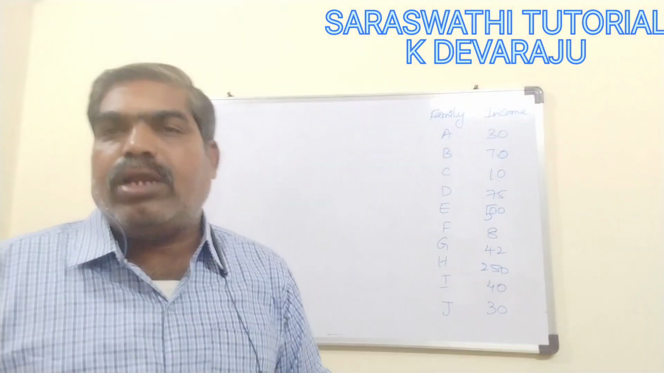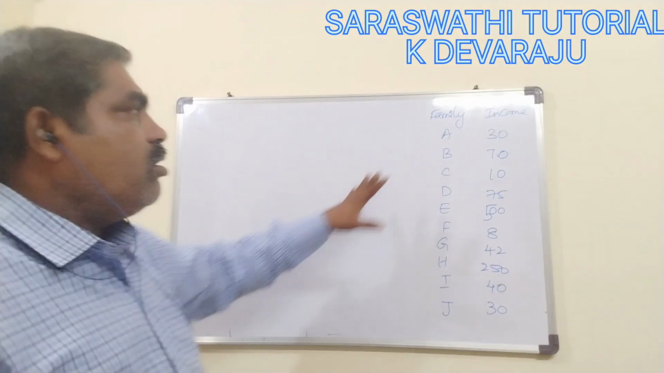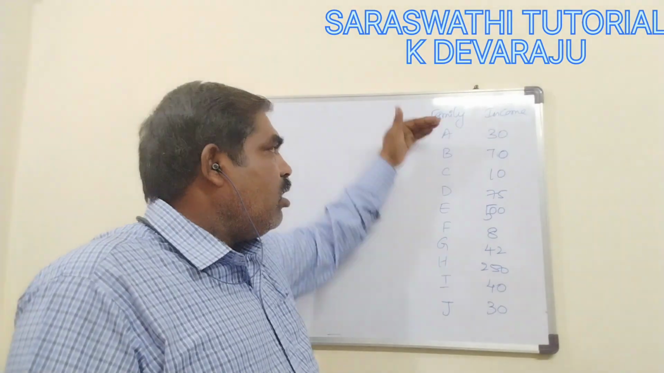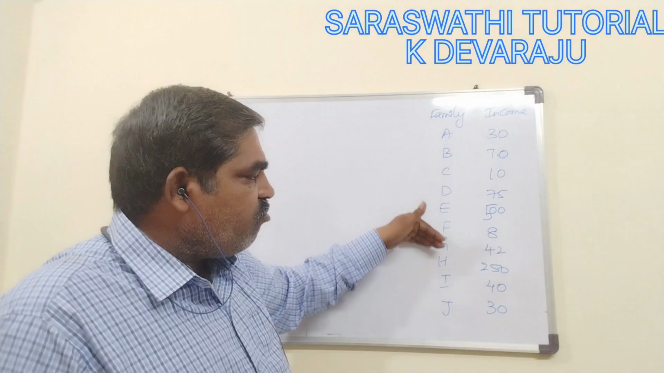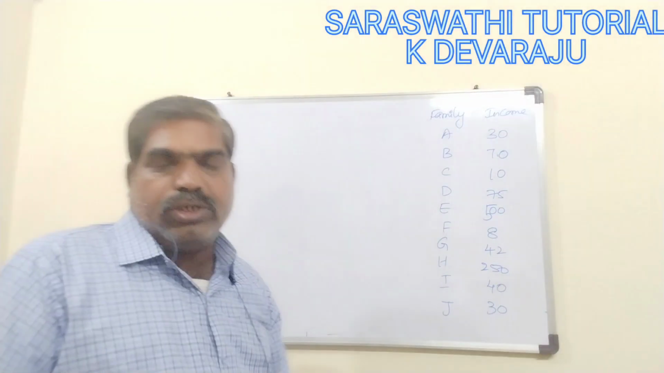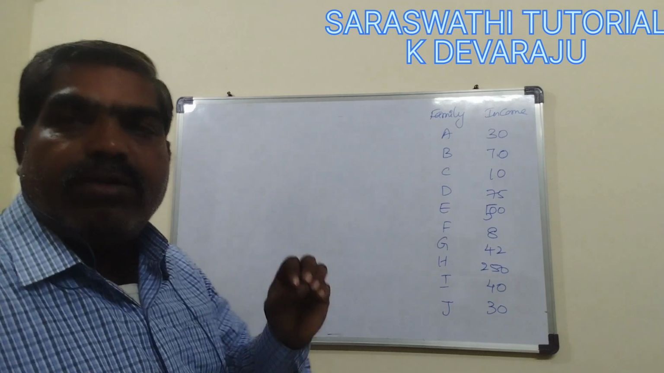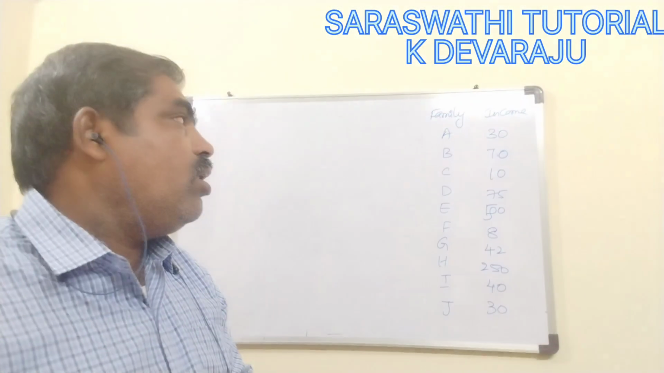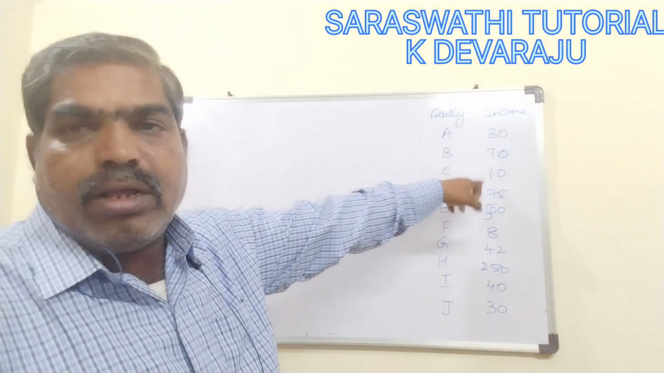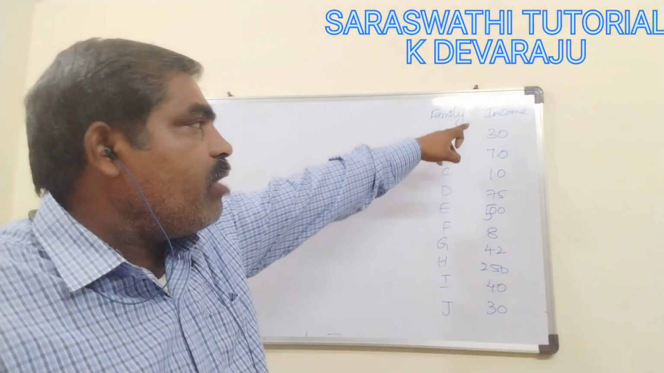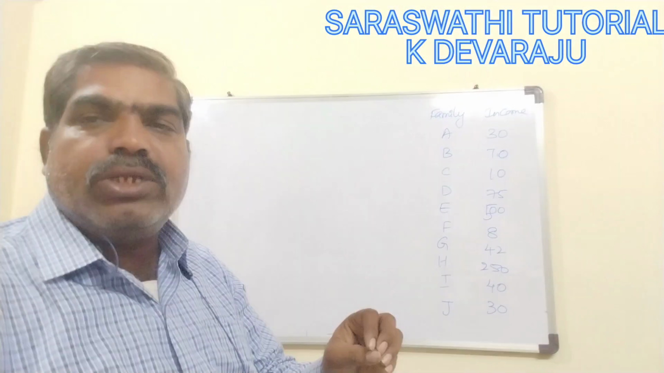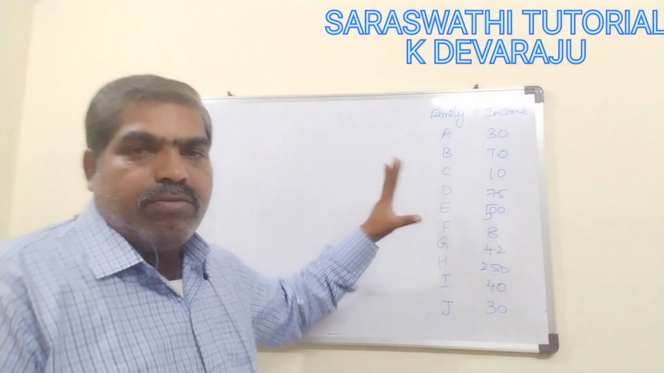But how to identify the individual series? This is the A1 question. Family and income. Families are A, B, C, D, E, F, G, H, I, J, and their incomes are given. Whenever in the question information is given individually or separately, if you observe A family, separate income, B family, separate income, C family, separate income, like that all the information is given separately, then it's called individual.